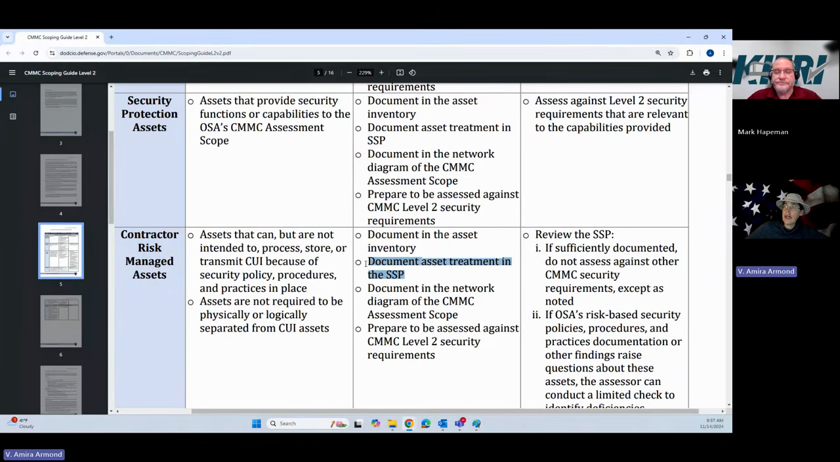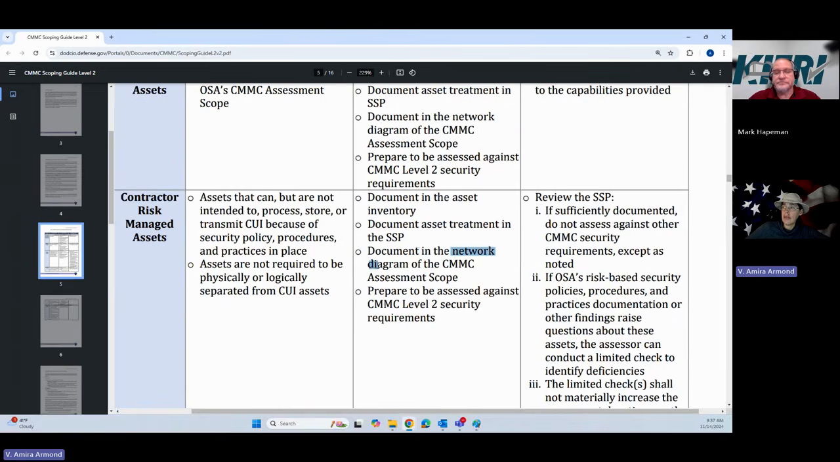You need to talk about how you're doing all the requirements to protect these contractor risk managed assets. You need to show it in the network diagram, and then you need to prepare to be assessed against CMMC Level 2 security requirements. Oh my goodness. I thought that we didn't have to secure CRMA.